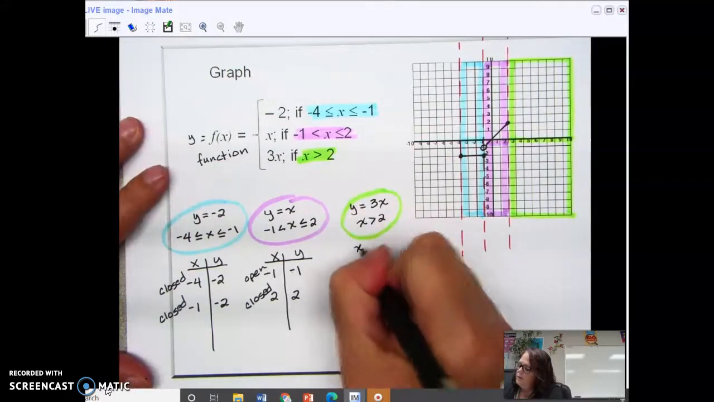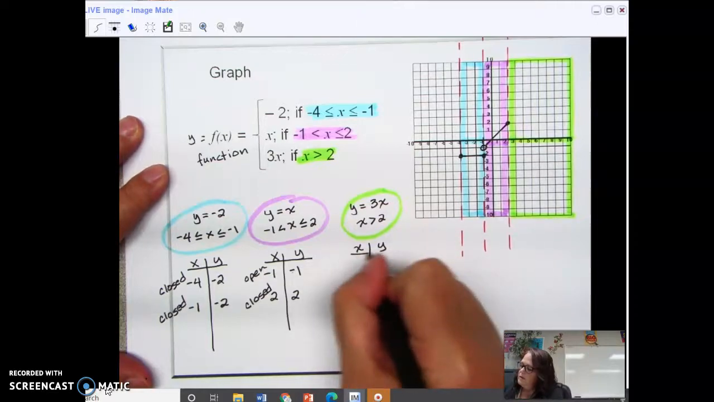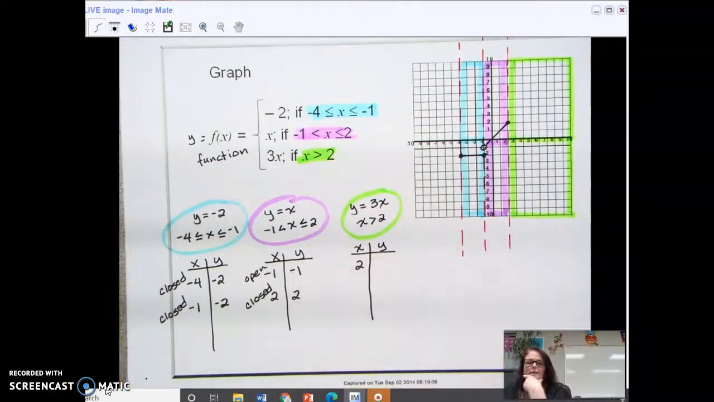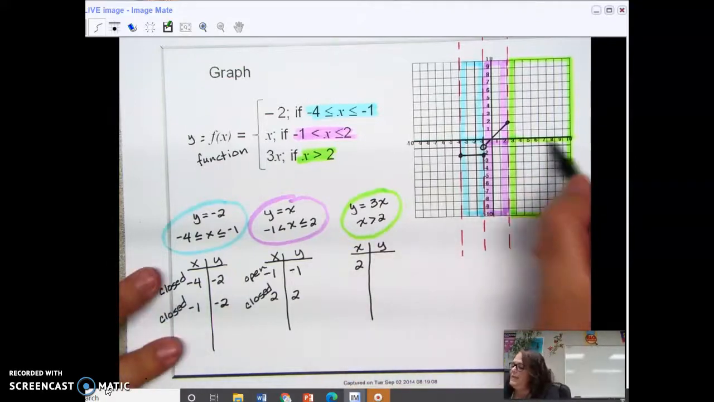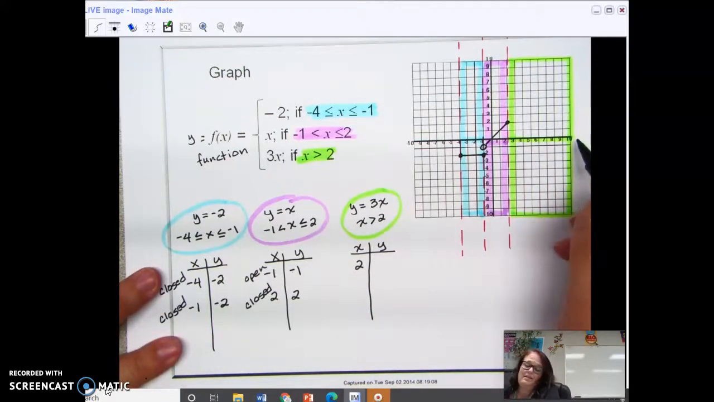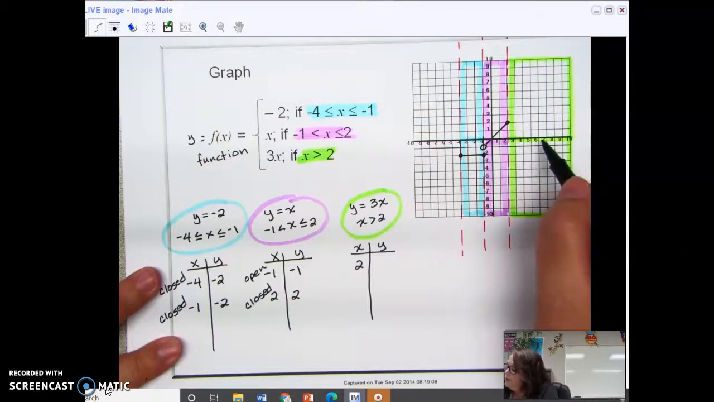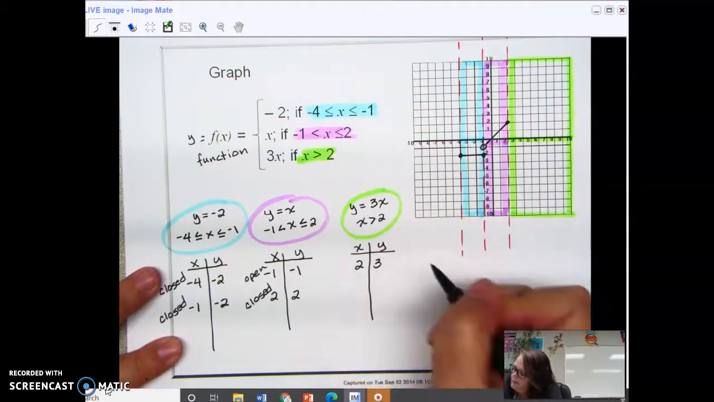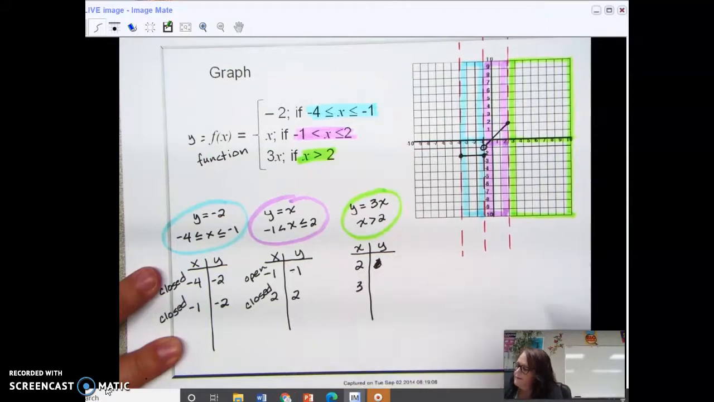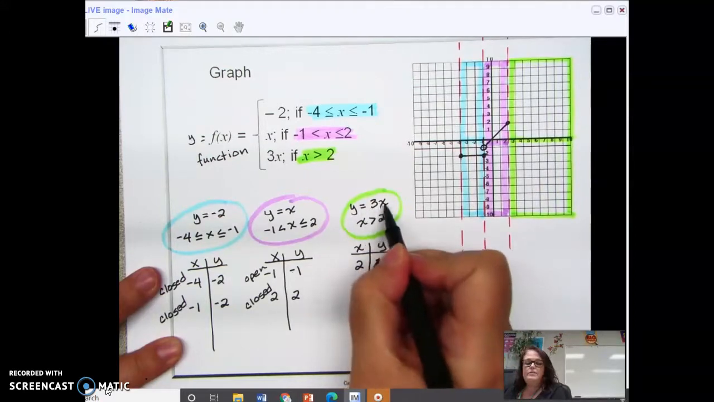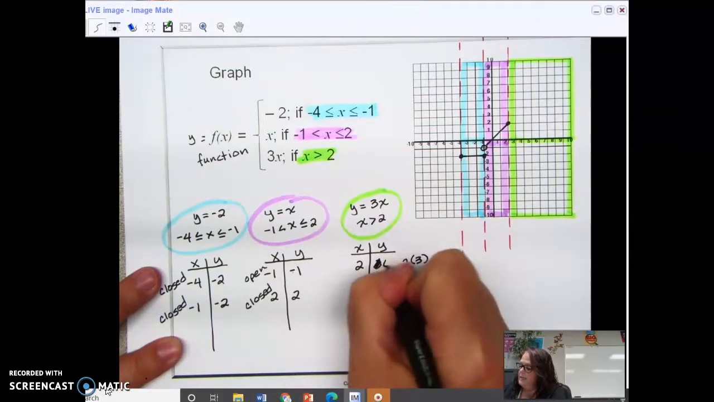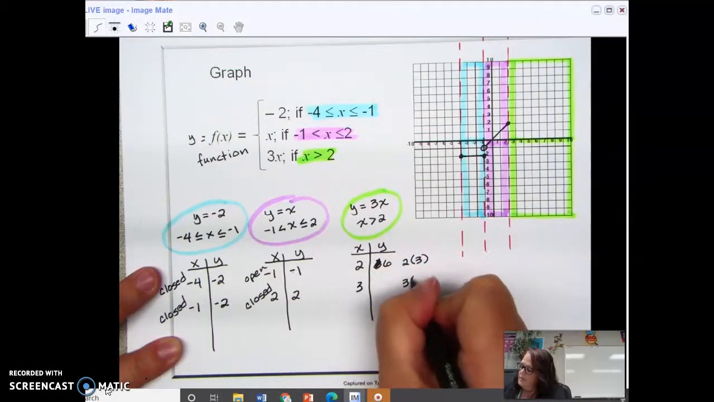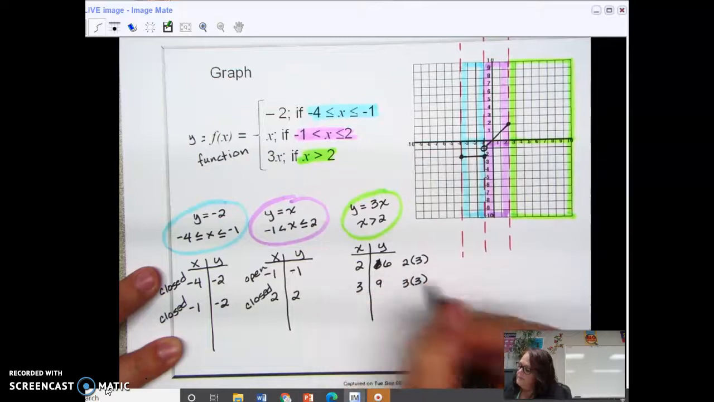So then finally, we've got this one here. So I have a boundary at 2 and then no other boundary. So I'm just going to pick an x value that's greater than 2. And it could be anything in this green domain. It could be 100. It could be 1,000. So I'm going to go ahead and pick 3. Sorry, I put that in the wrong spot. And then this says to take 3 times our number. So if I take 2 times 3, I get 6. And if I take 3 times 3, I get 9.